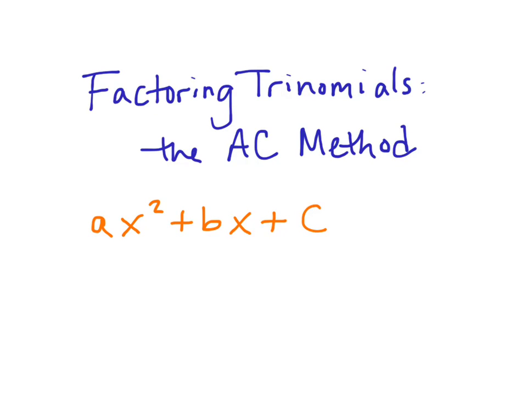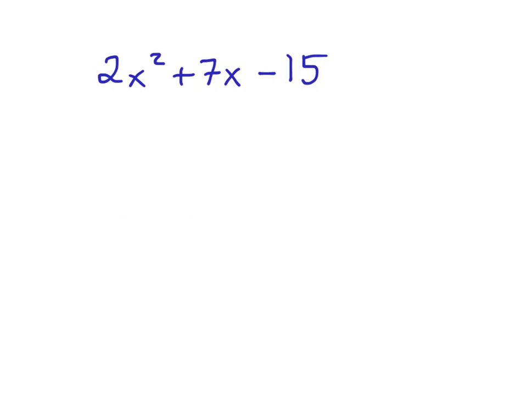In this video, we'll do 3 examples of factoring trinomials using the AC method. This method is intended for trinomials in standard form, ax squared plus bx plus c. So the a and the c that we're referring to are the coefficient in front of the x squared term and the constant at the end.